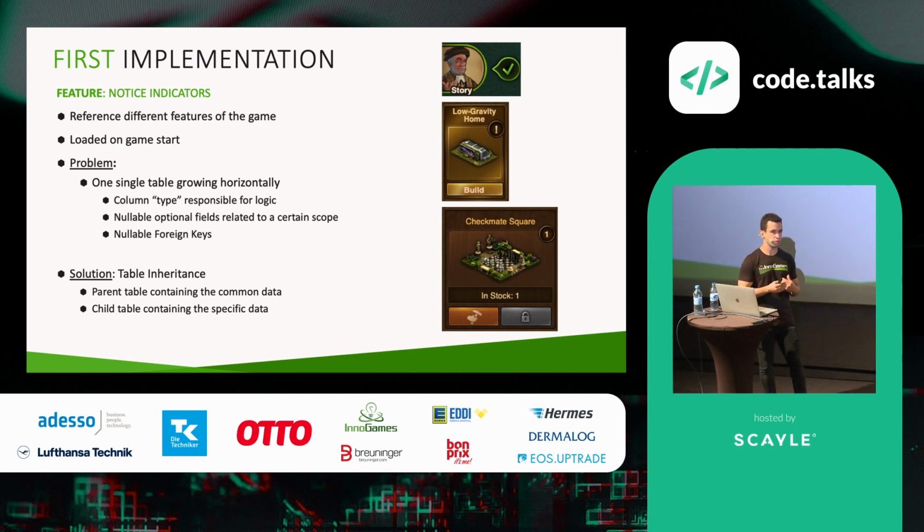Or you have unlocked a new building that you can place in your city, and then you have this exclamation mark that says, hey, this is new, maybe you want to check it out right now. Or if you got a new item, it shows, hey, this item is new, and you have got a certain amount of that item.